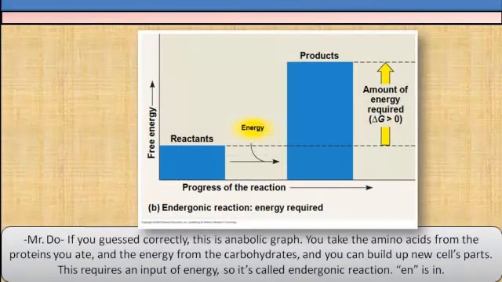If you guess correctly, this is the anabolic graph. You take the amino acids from the proteins you ate and the energy from the carbohydrates and you can build up new cell parts. This requires an input of energy, so it's called endergonic reaction. En is in.